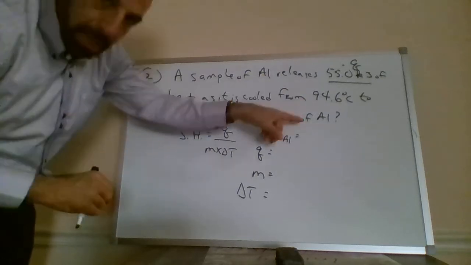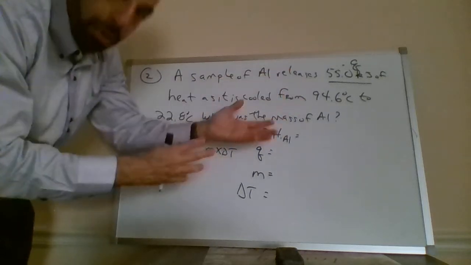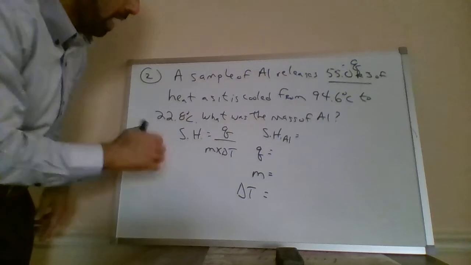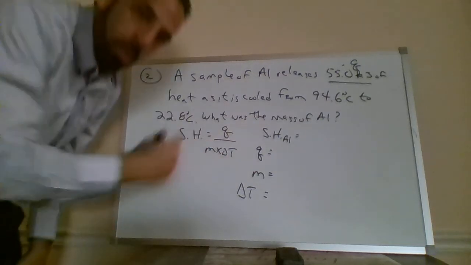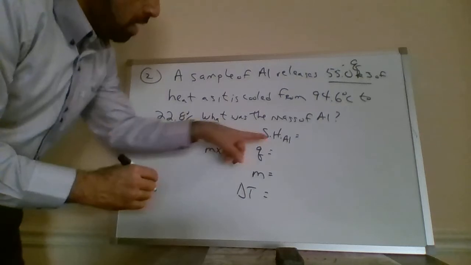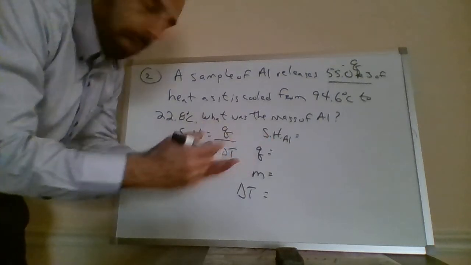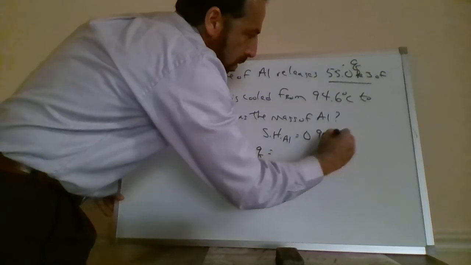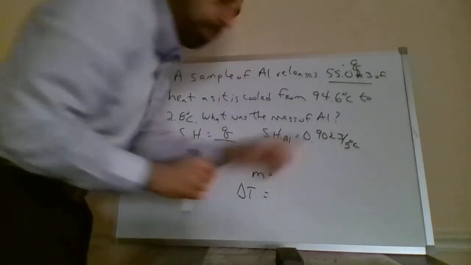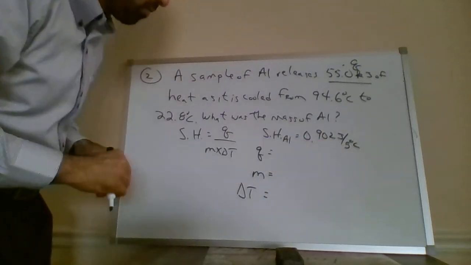So whenever you cool something down, it gives off heat. So that's an exothermic reaction. So again, I got my specific heat equation. I like to write down what is given. The specific heat of aluminum, you can look that up. So it's actually 0.902 joules per gram degrees Celsius.